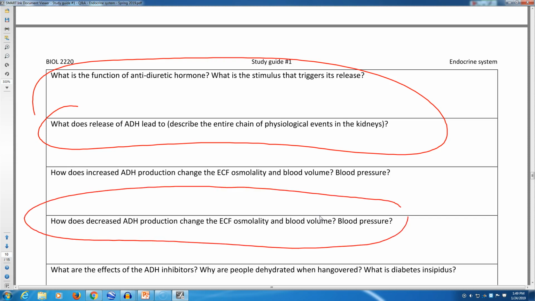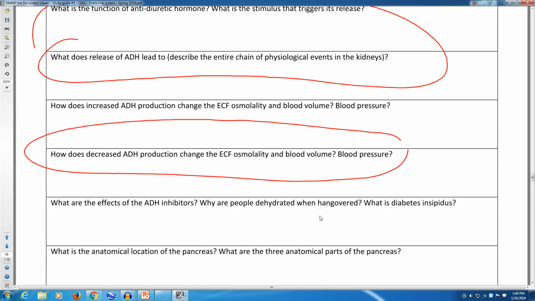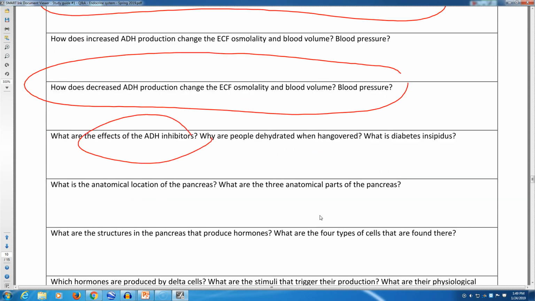For decreased, it's going to be absolutely opposite. Effect of ADH inhibitors. It's diuretic. You start peeing. Diabetes insipidus is the deficit in ADH production, which leads to constant thirst.